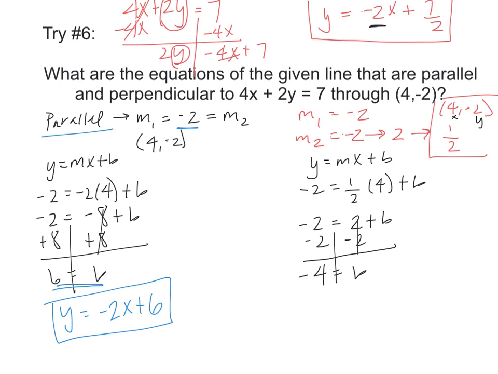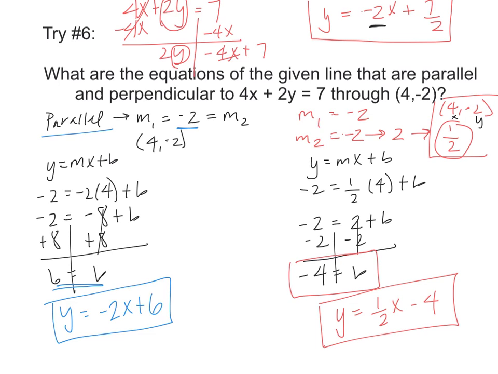So to finish that, if I'm using my new slope and my new y-intercept, my line that is perpendicular to the original line will be y equals 1/2 x minus 4. And we're done.